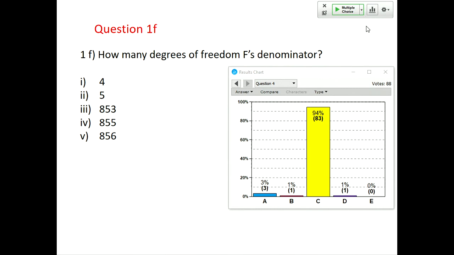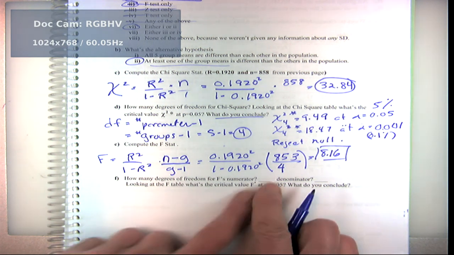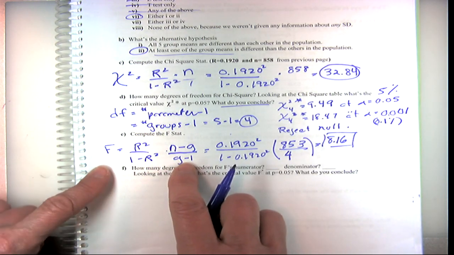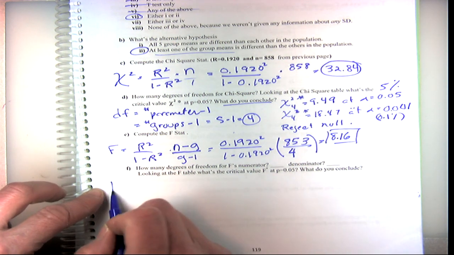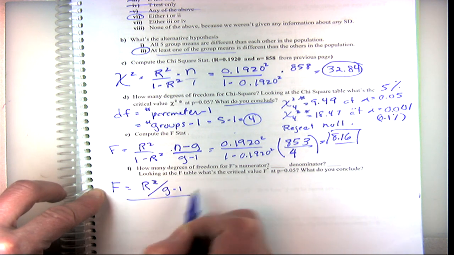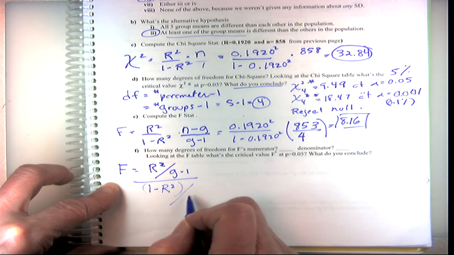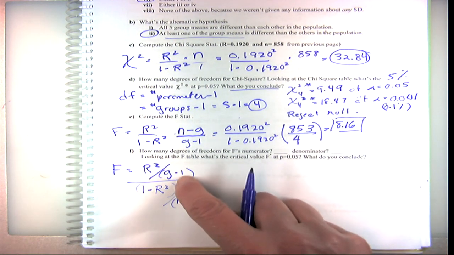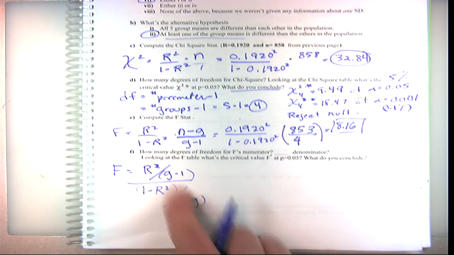Yay, good job. All right, so now let's go over to the document camera and fill this in. So the degrees of freedom, if you got confused, remember we're simplifying this. This can also be written as, F is equal to R squared divided by G minus 1, and this is 1 minus R squared, that divided by N minus G. When we simplify it, we get that. So this is for the numerator, and that's for the denominator, okay? So that's how you should think about it.